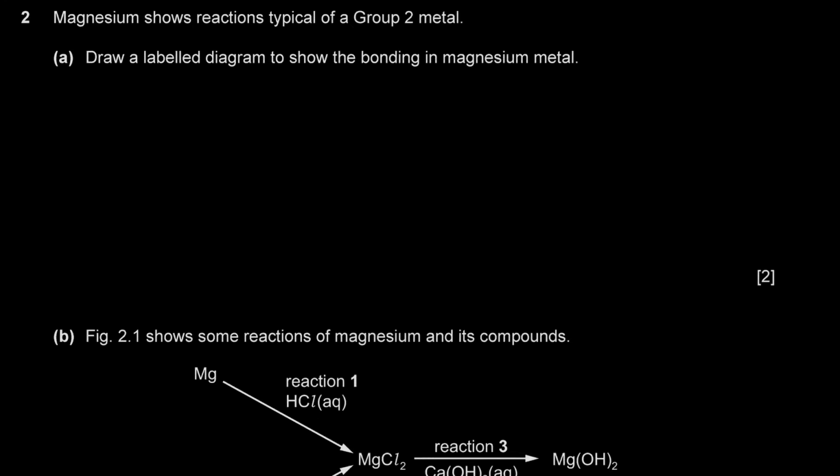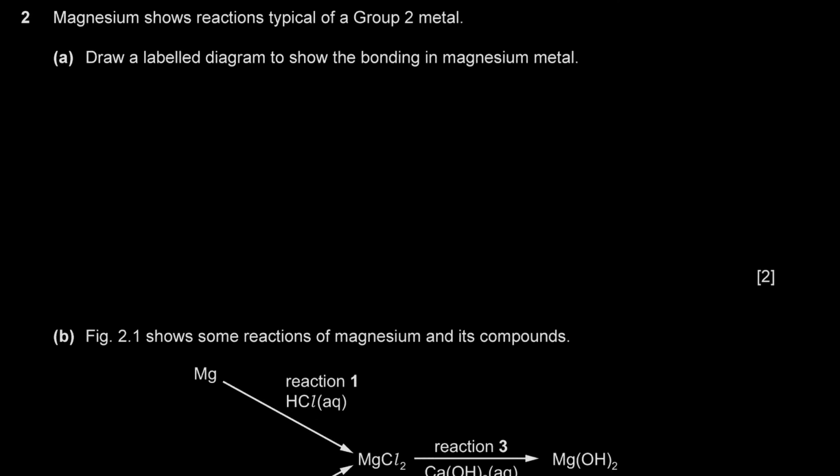So here we have question number 2, which says magnesium shows reactions typical of a group 2 metal. Part A says draw a labeled diagram to show the bonding in magnesium metal. Now, since magnesium is a metal, it has metallic bonds. Metallic bonds are electrostatic forces of attraction between cations and a sea of delocalized electrons.